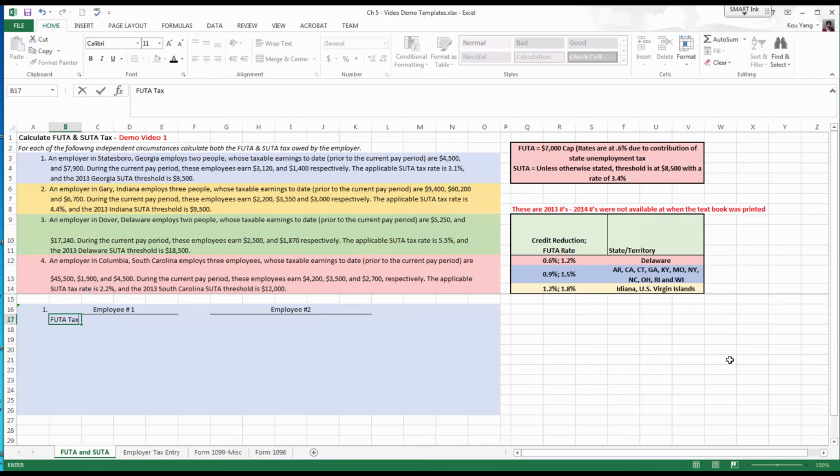For employee number 1, the FUTA tax. It looks like so far they've made $4,500, and for this period they made $3,120. Because 4,500 is a little close, if we add 4,500 to their gross amount, it's going to be over 7,000. So let's take 7,000 and subtract what they've made so far.